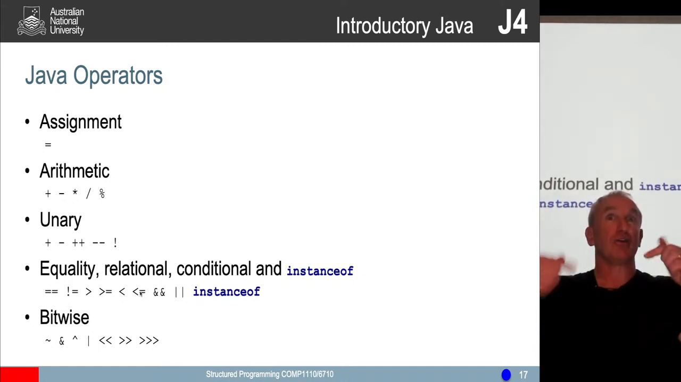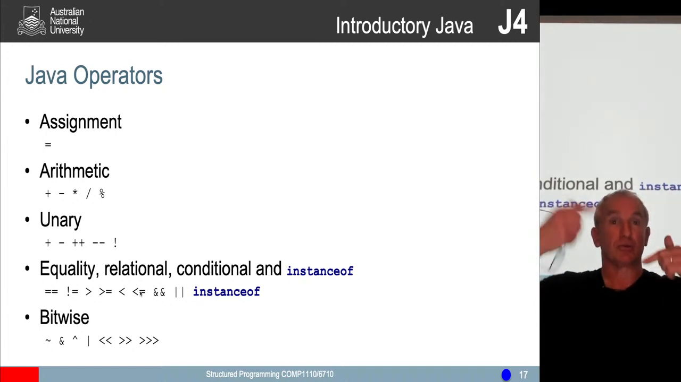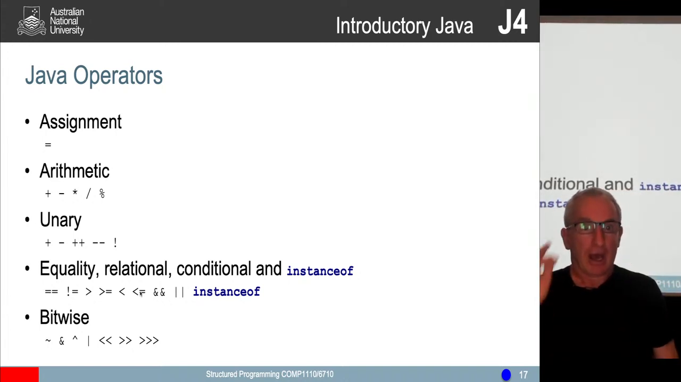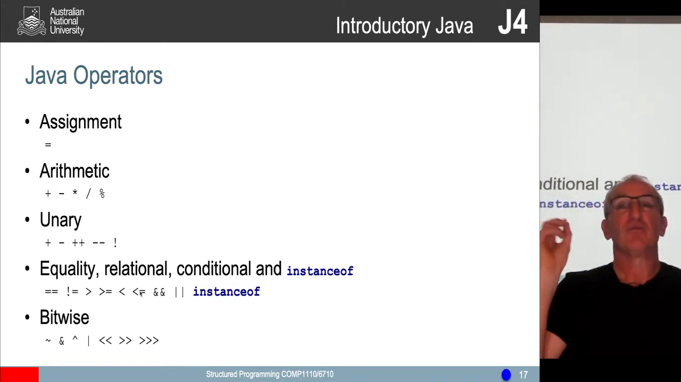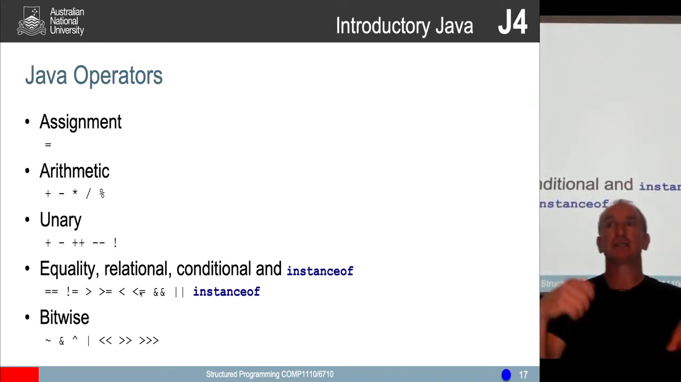And if you have a binary value, you could do a bitwise not, which would be flipping each of the values. We've got equality, relational, conditional, and instanceof. Double equals, really important. Double equals means these two things are the same thing.